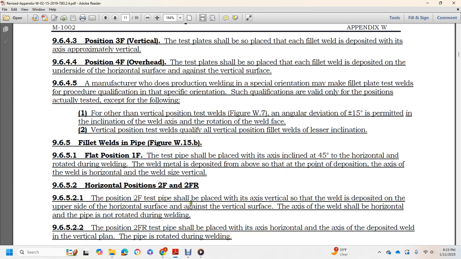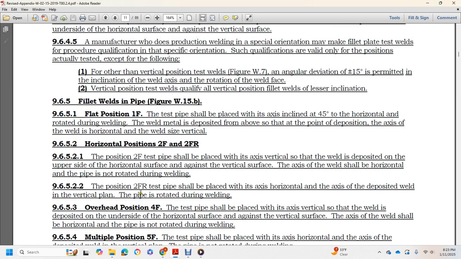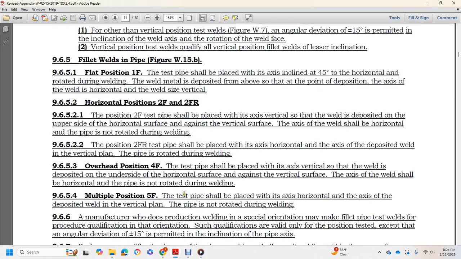Horizontal position 2F and 2FR. Position 2F: the test pipe should be placed with the axis vertical so the weld is deposited on the upper side of the horizontal surface against the vertical surface. The axis of the weld should be horizontal and the pipe not rotated during welding. Position 2FR: the test pipe should be placed with the axis horizontal, and the weld is deposited in a vertical plane. The pipe is rotated during welding.